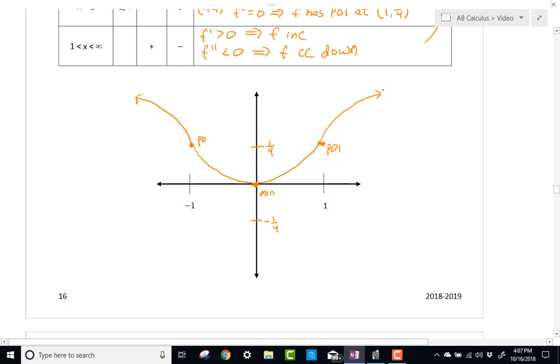All right? That wasn't so bad, was it? You just got to organize your data and be able to read through it. Here we go. Let's take a look at another one.